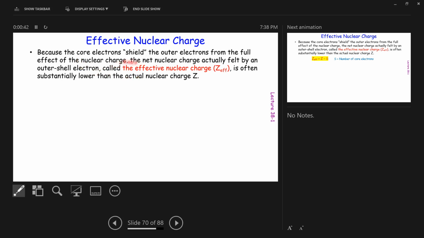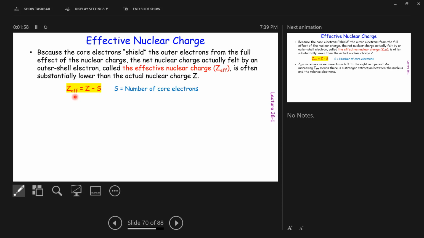In atoms, the core electrons shield the outer electrons from the full effect of the nuclear charge, which is positive. The net nuclear charge actually felt by outer shell electrons is called the effective nuclear charge, Zeff. And Zeff is normally lower than the actual nuclear charge, which equals the atomic number.